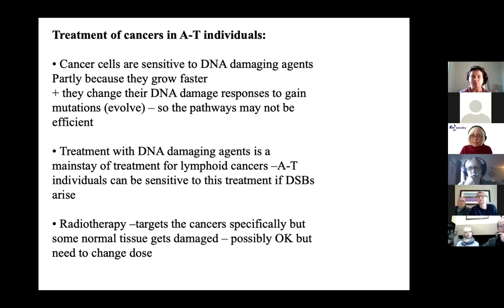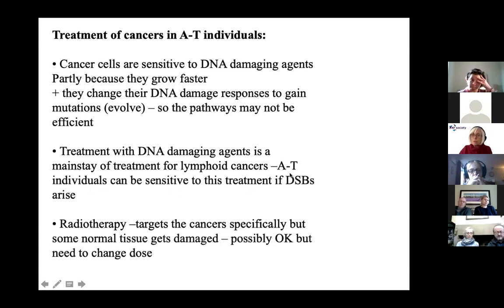But more recently, it's been realized that it's the change in their damage response processes that they need to do to gain mutations, which means that some of those pathways are not working very efficiently. And so by trying to create mutations, they make themselves sensitive to certain DNA damaging agents. And so often those DNA damaging agents are given to particularly treat tumors. And that's been a mainstay of treatment for certainly lymphoid tumors.